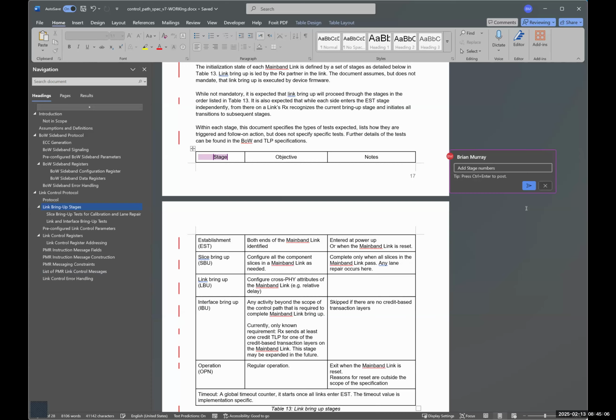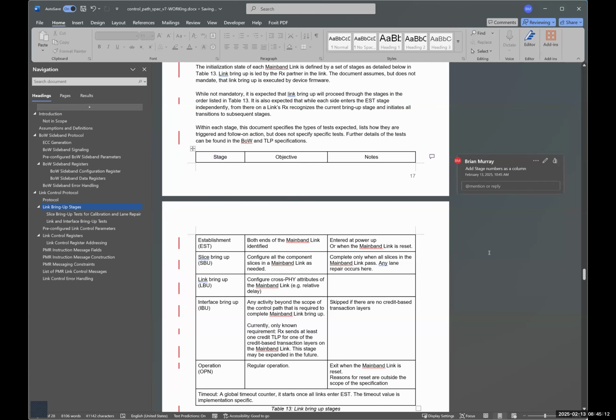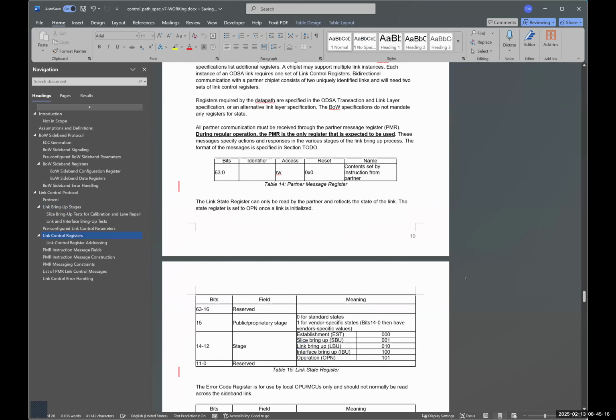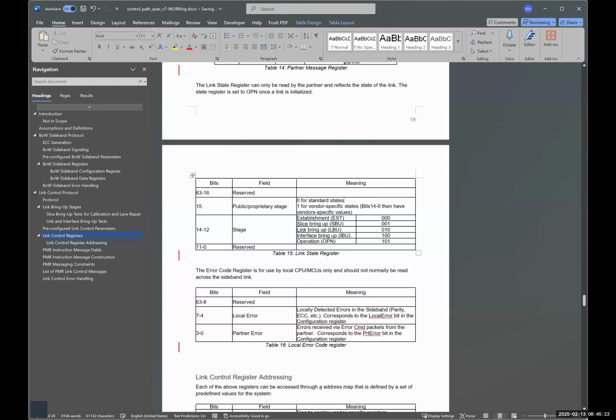Or maybe just here. I don't see a problem having it in both places. That's fine. Since we do talk about the values and the rest of it.